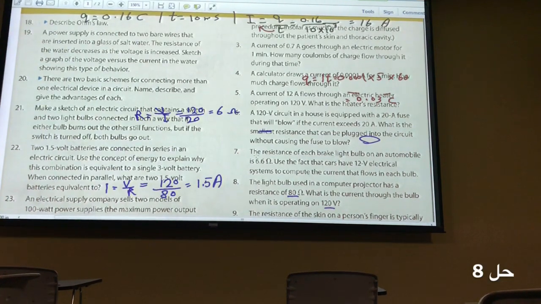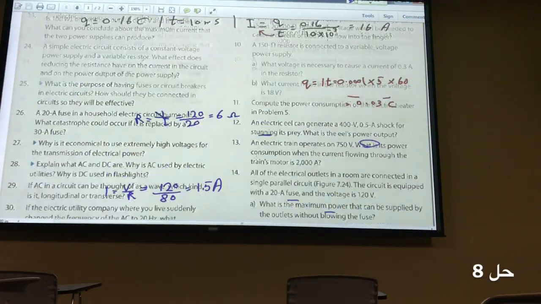Until now it's straightforward. Yeah. All straightforward.